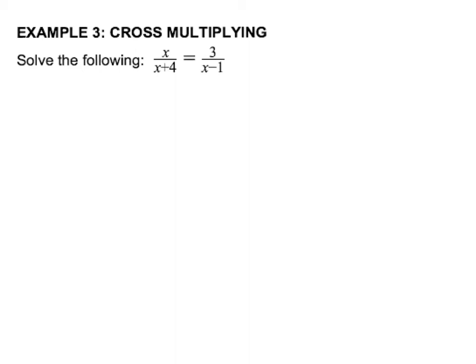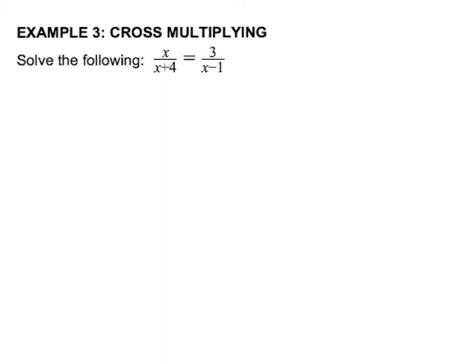The last example is dealing with cross multiplying. So you're probably wondering, when can we cross multiply? And the answer to that question is when we have an equation where both sides are singular rational expressions. So there's no addition of expressions, there's no subtraction, you just have one rational expression on the left equal to one rational expression on the right. That's the only time that we can cross multiply.